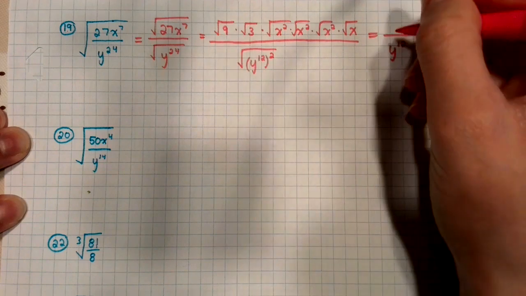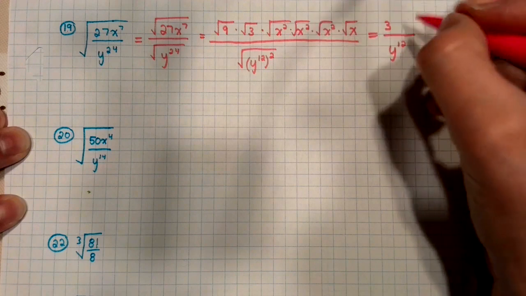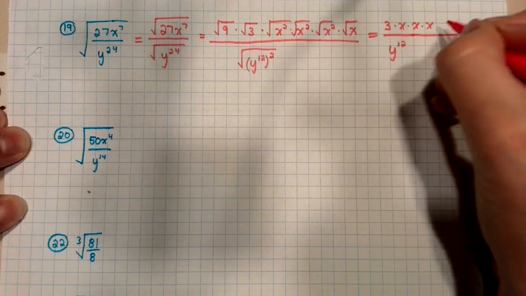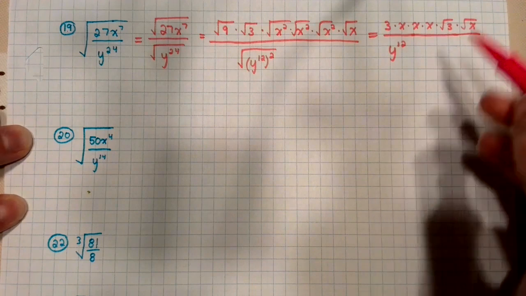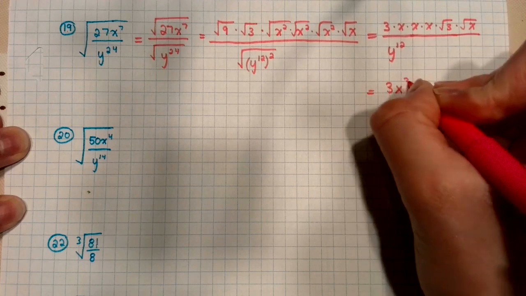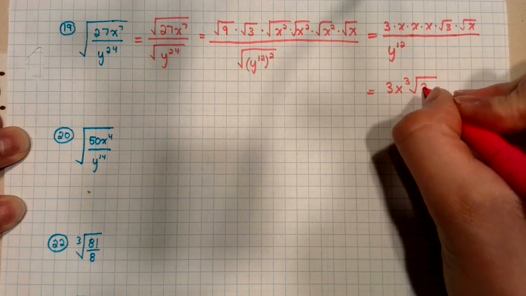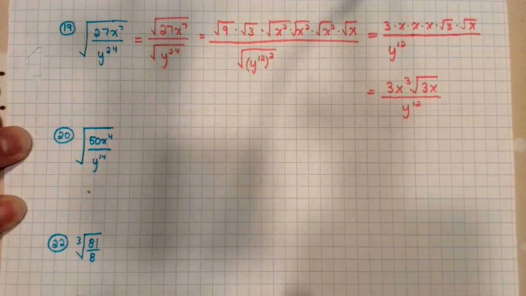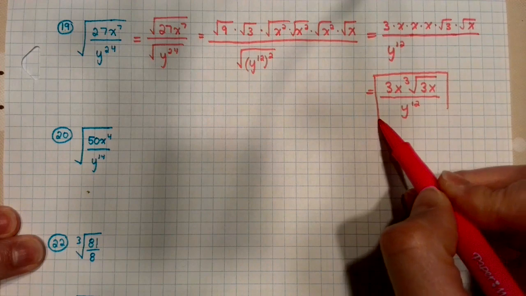Here, square root of 9 would be 3. And then writing out, we have x times x times x. So I'm going to write those all next to the 3 since those all simplified. And then here, the square root of 3 we couldn't do anything with, and we couldn't do anything further with that square root of x either. So now just cleaning up the top here, we'd have 3x to the 3rd, and then this we're going to write together underneath the same radical symbol. So you'd have square root of 3x, and then that's all over y to the 12th power. So that would be the simplified answer for number 19.